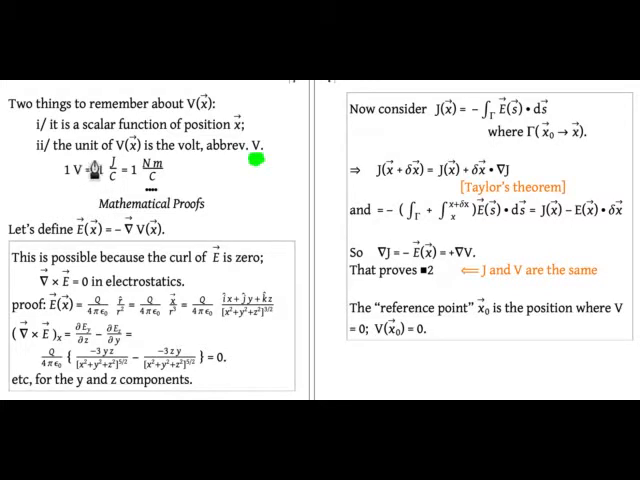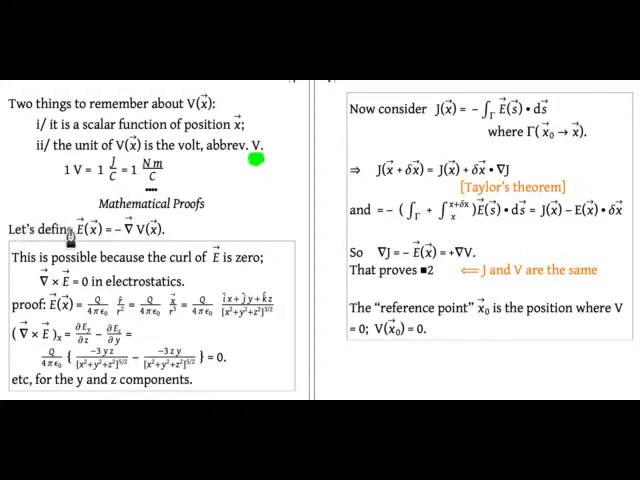Remember, voltage is potential energy divided by charge. Unit of potential energy is the joule, unit of charge is the coulomb. So 1 volt is 1 joule per coulomb. Or remember, a joule is a Newton meter. So 1 volt is 1 Newton meter per coulomb. All right, so remember those. Write that down in your notebook, and now we'll go over a few mathematical proofs.